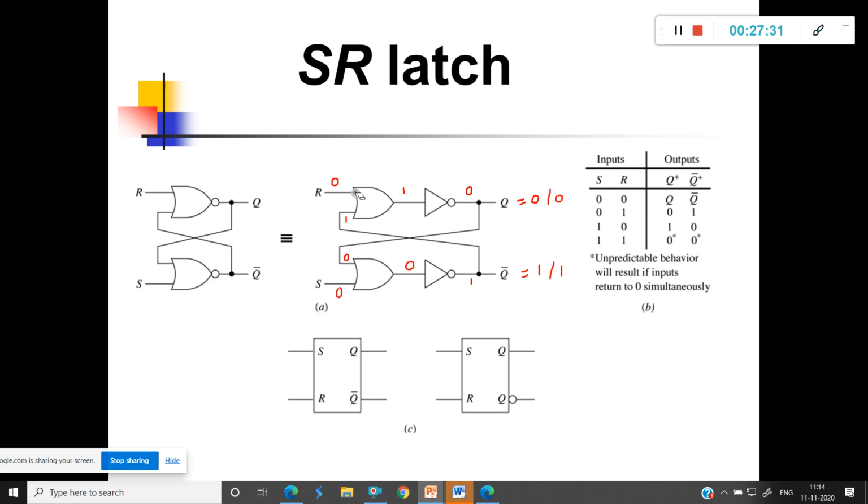S is 0, R is 0. At that time, what happens? I am assuming Q is 0, Q bar is 1. Q is 0, so this 0 comes here. 0 or 0 is 0. 0 is given as an input to this NOT gate. 1 will come here. This 1 is given as an input to this OR gate. 0 or 1, I will get 1. Next, this 1 is applied as an input to this NOT gate. I will get 0. So, whatever I had assumed as the previous outputs Q and Q bar, that only I am getting. So, it is Q and Q bar.